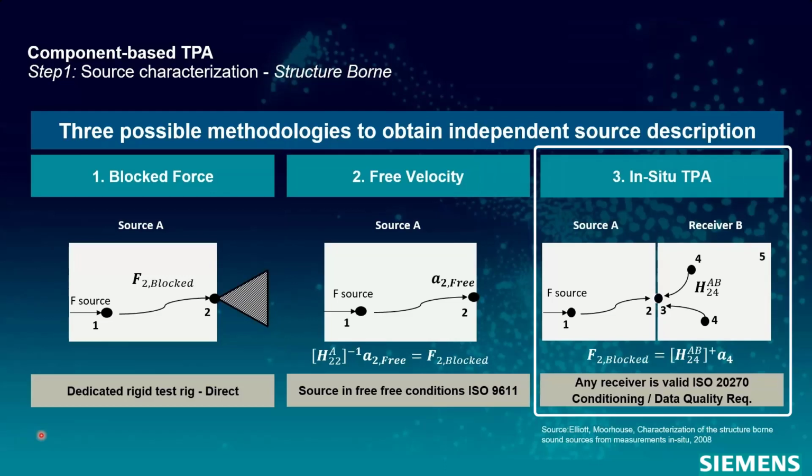And on the right, there are fewer demands towards the test rig or the receiver, but we have to closely monitor the data quality that is required and also the condition of our matrix, because we will use matrix inversion to calculate the blocked force.